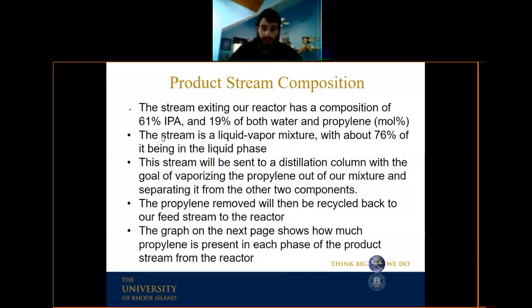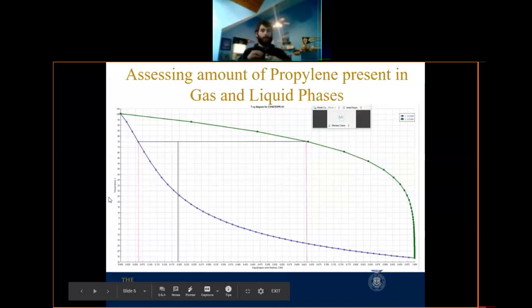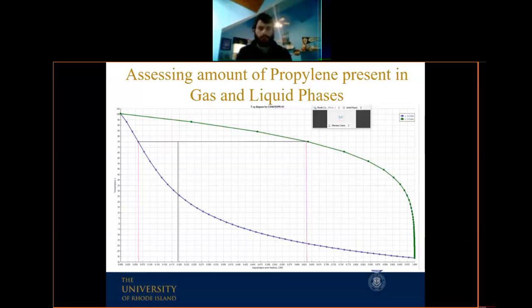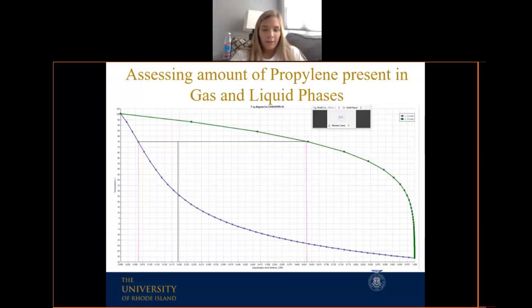And then the graph on the next page will show how much propylene is present in each of the liquid and vapor phase entering the separator. So for this graph, we started at our feed stream for the separator, which was also the product stream of the reactor, which was 0.19 for propylene, and we drew a line straight up to our temperature, and then from there we drew a line to the liquid stream and the vapor stream, and once they hit those lines, we drew a line straight down, giving us our composition of each phase.